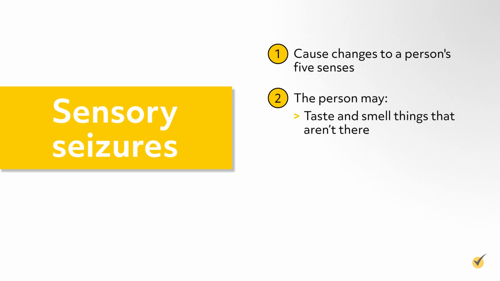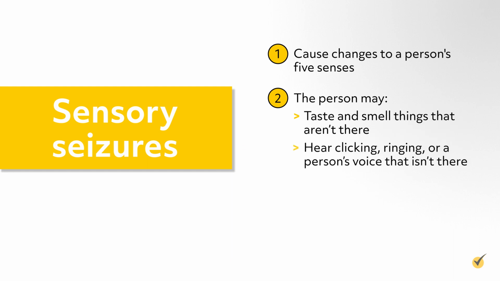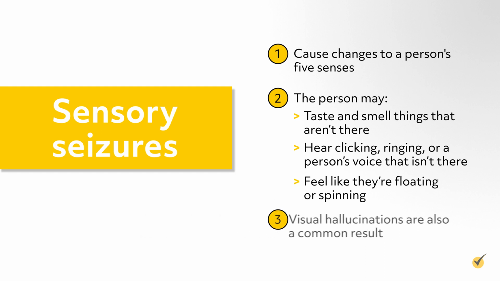Sensory seizures, as the name suggests, cause changes to a person's five senses. The person may taste and smell things that aren't there, hear clicking, ringing, or a person's voice that isn't there, and/or feel like they're floating or spinning. Visual hallucinations are also a common result.